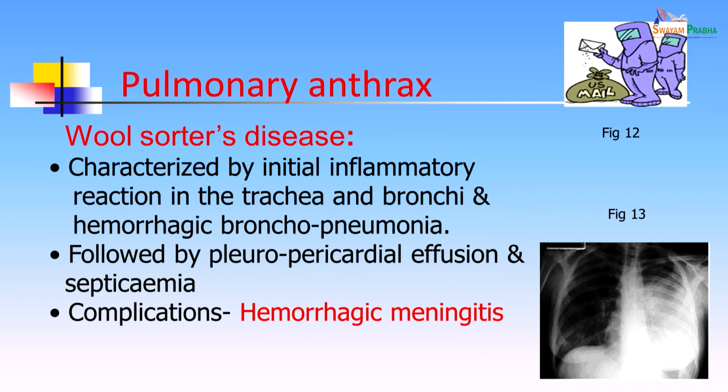Pulmonary anthrax, often referred to as wool sorter's disease, is characterized by an inflammatory reaction in the trachea and bronchi, and it often results in a hemorrhagic bronchopneumonia as shown in this particular X-ray. It is followed by pleuropericardial effusion and septicemia. Complications of pulmonary anthrax can also be hemorrhagic meningitis. Now, anthrax, though it usually occurs in people working in wool factories, recently we have had cases of bioterrorism where anthrax was spread by using infected letters.